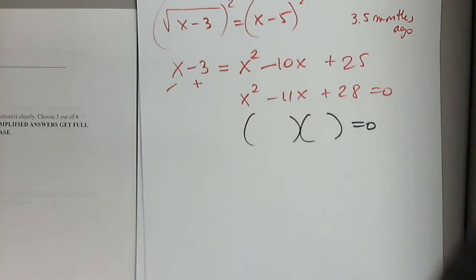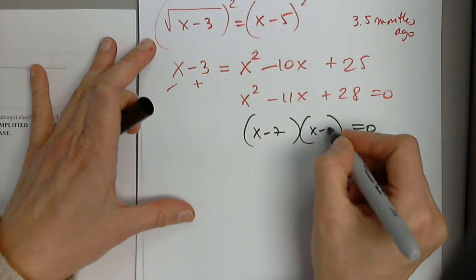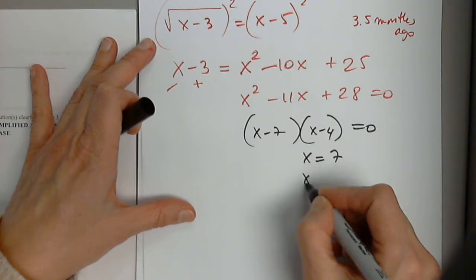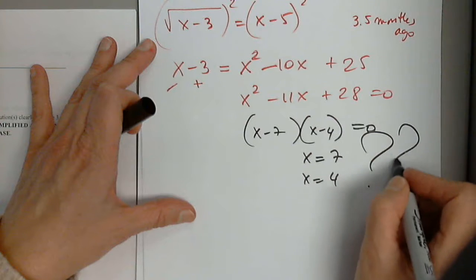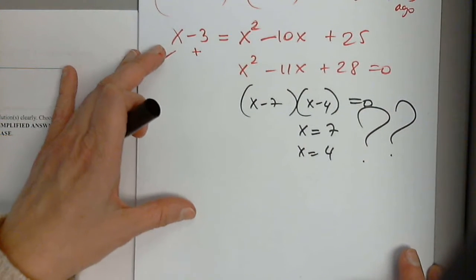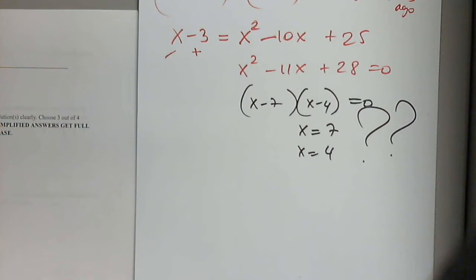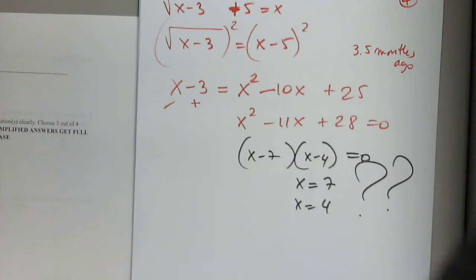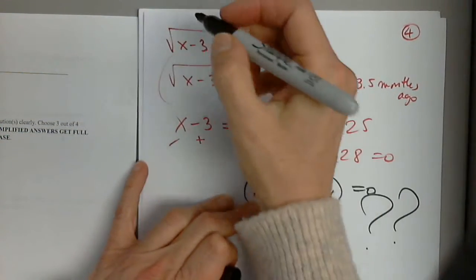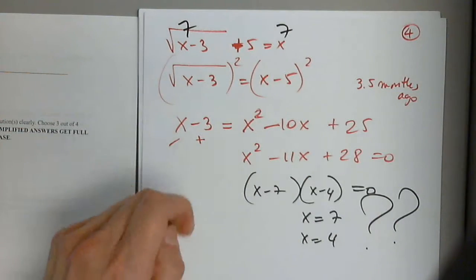Good. Next step then. x minus 7, x minus 4. Excellent. So it appears that x equals 7 and x equals 4. And this is exactly what I mentioned a minute ago. It's part of the problem to go back and check. We have no choice.